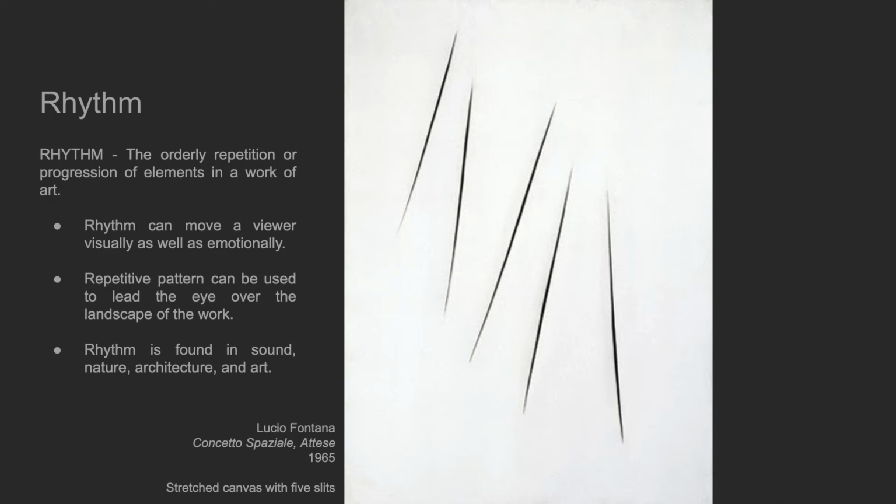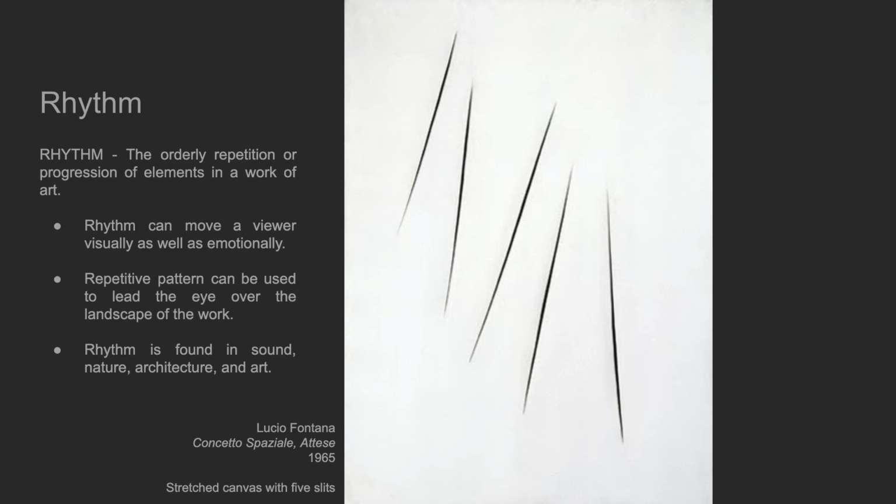Rhythm. Rhythm, the orderly repetition or progression of elements in a work of art. Rhythm can move a viewer visually as well as emotionally. Repetitive pattern can be used to lead the eye over the landscape of the work. Rhythm is found in sound, nature, architecture, and art.